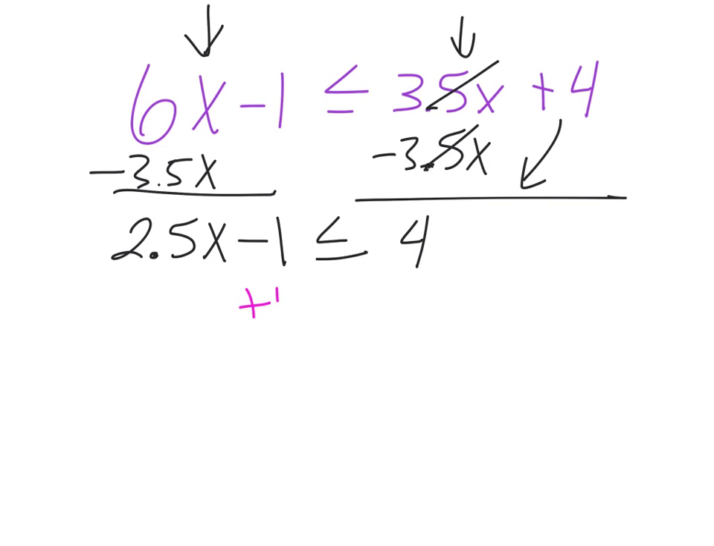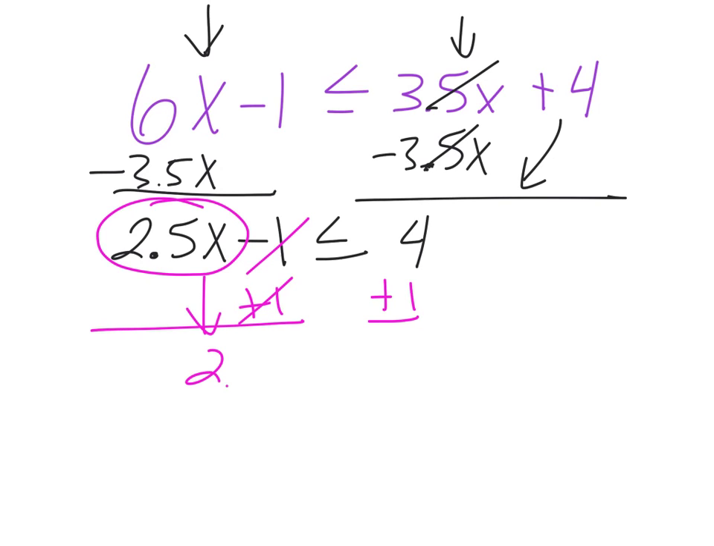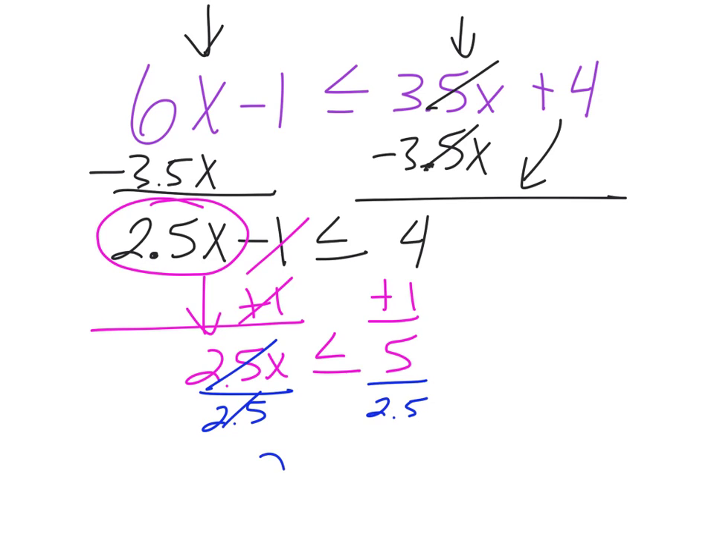I'm going to add the 1, because I want to get that variable by itself. Well, the 1's cancel, bring down my 2.5x is less than or equal to 5. Now when I divide, and the reason I'm going to divide is because this is 2.5 times x, we're going to divide by 2.5, and you end up with x is less than or equal to 2.